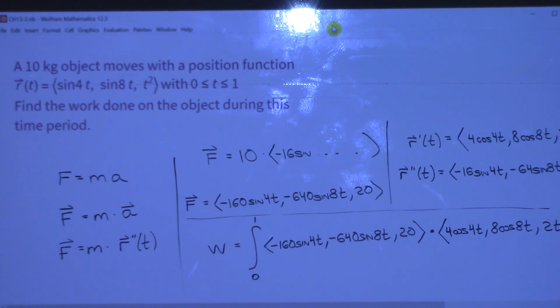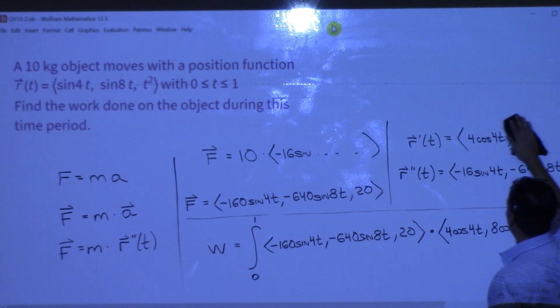And the numbers are going to get ugly here, but I think we're going to have probably some Pythagorean identities in here. I'm guessing we're going to have some sine squared, cosine squared. I'm hoping that'll turn into ones. Maybe not, but that's what I'm hoping for.